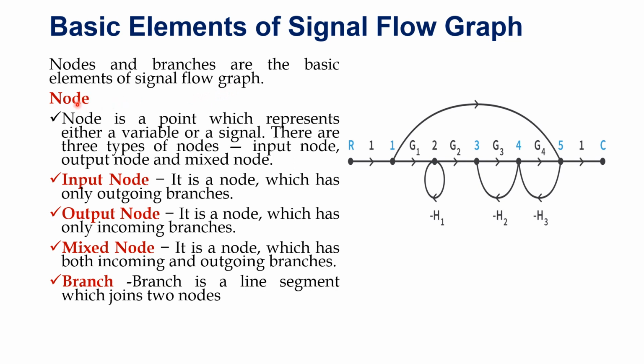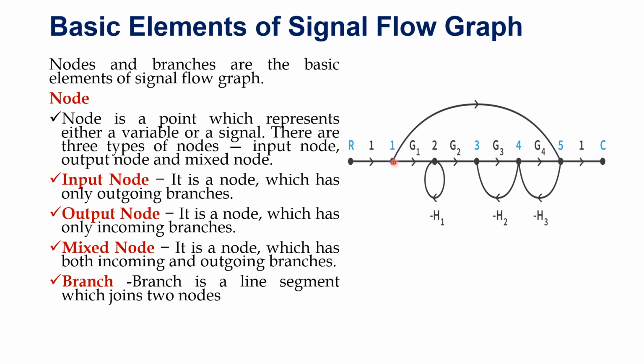First of all, what is node? A node is a point which represents either a variable or a signal. There are three types of nodes: input node, output node and mixed node. What is input node? Here R is the input node. The input node is the one which has only outgoing branches. And next, output node. Here C is the output node. It is a node which has only incoming branches.